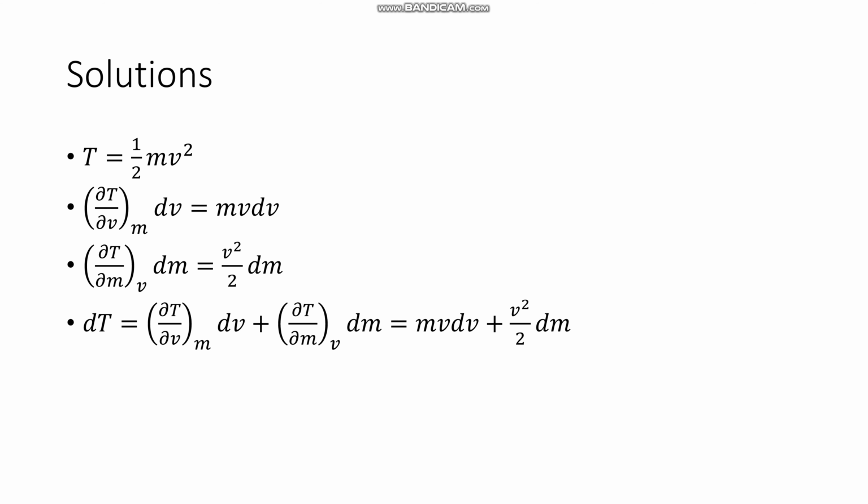Looking at the kinetic energy of the baseball, if we change the velocity, we would see a change in the kinetic energy of mv dv, where the partial of that with respect to v is just mv. Same thing for mass, we get v squared over 2 dm. And if we look at each of these, the units should give us energy. And they do. So then our change in energy is just the sum of the changes from changing both of the variables. The total derivative is mv dv plus v squared over 2 dm.